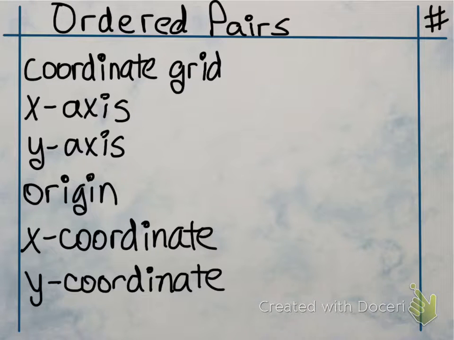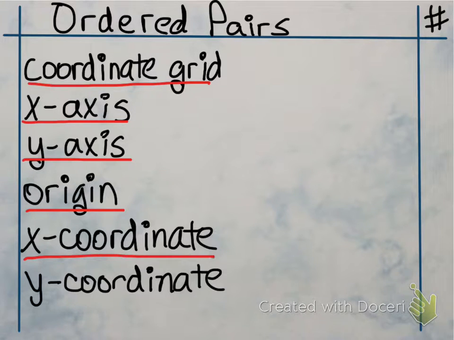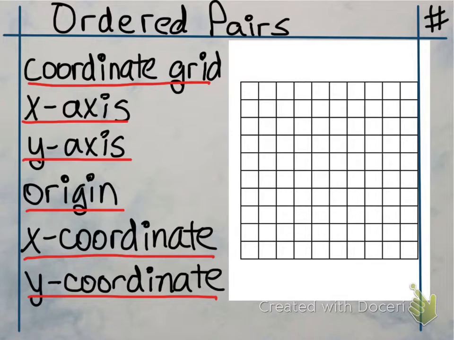All right, here is some important terminology that we're going to be using for our discussion today. Coordinate grid, x-axis, y-axis, origin, x-coordinate, and y-coordinate. A coordinate grid looks much like this, kind of like graph paper. But in order to make it a true coordinate grid, we need to add a few extra features.